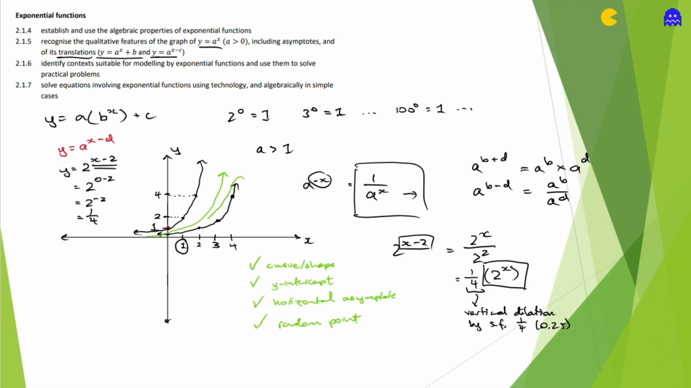So it's actually this function and you're not drawing something random like this, even though it has the same y-intercept and the same horizontal asymptote. If that makes sense, hopefully. If it doesn't, leave a comment in the comment section.